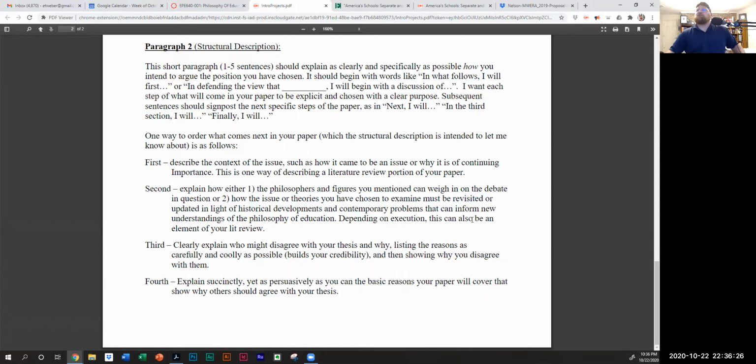Now, depending on the execution, this can also be an element of your lit review. So you could have both of these in sort of a lit review section. Some of the kinds of divisions of these things can be arbitrary. Sometimes there's a good reason for dividing them in the way that you do.